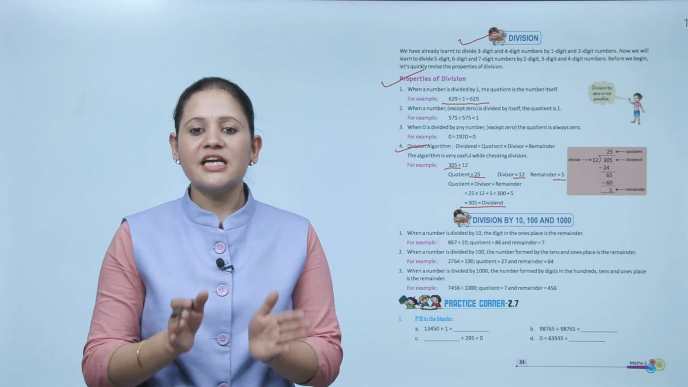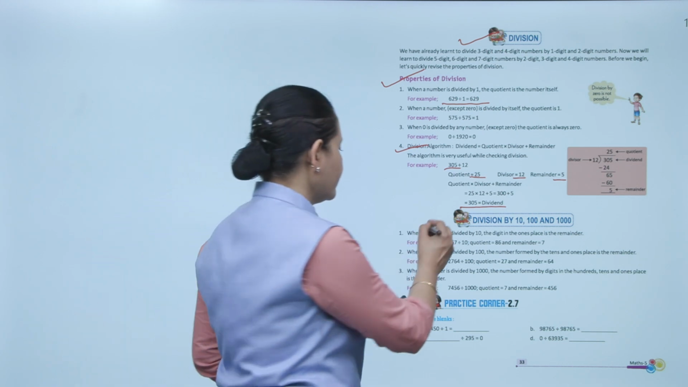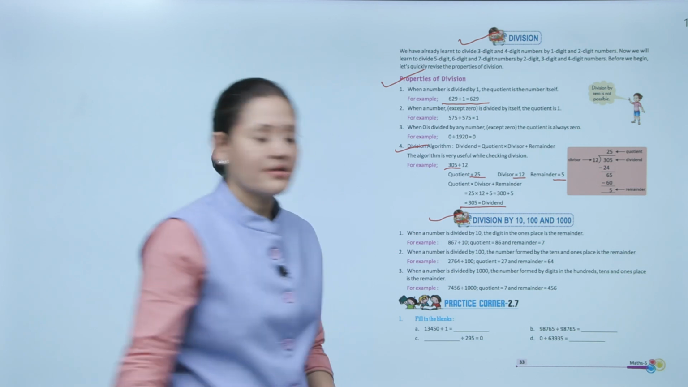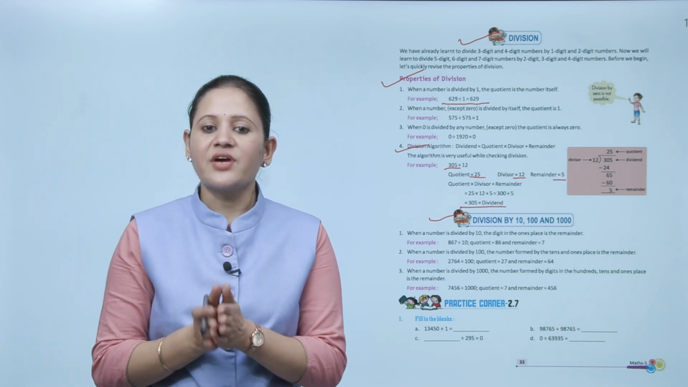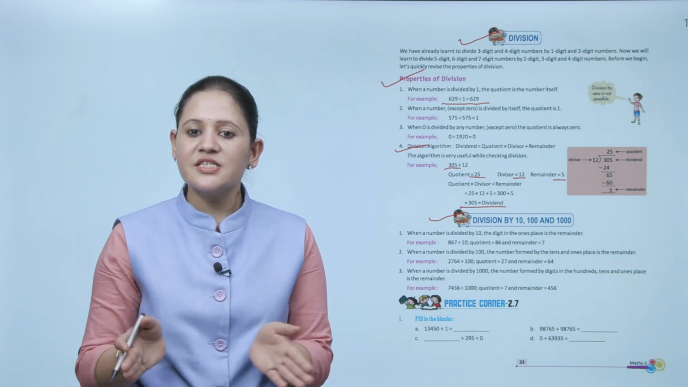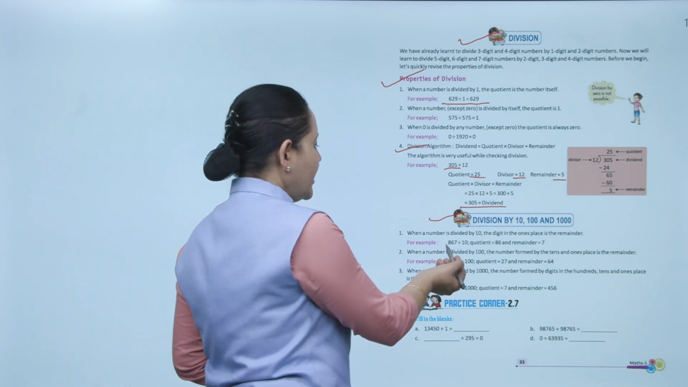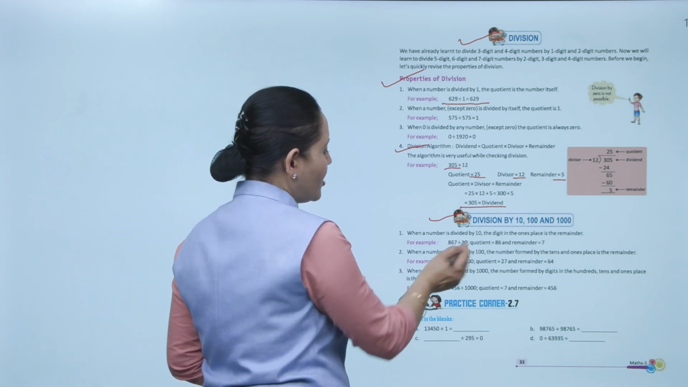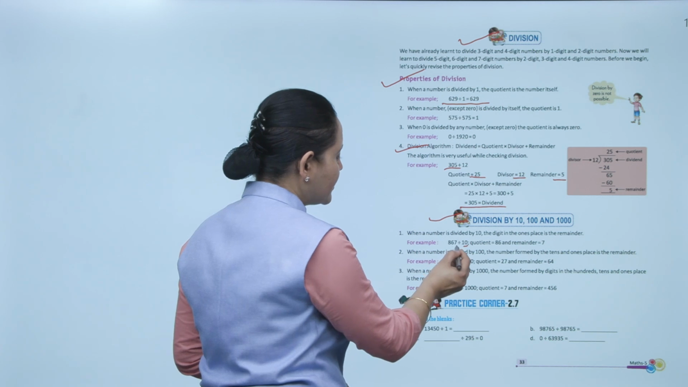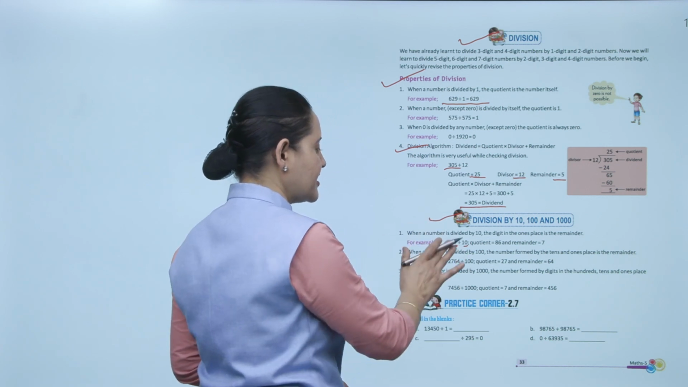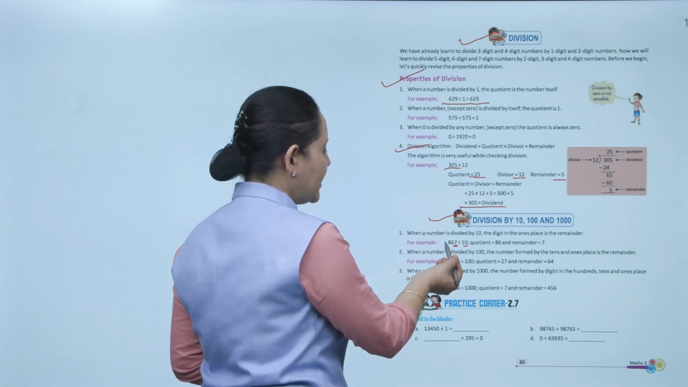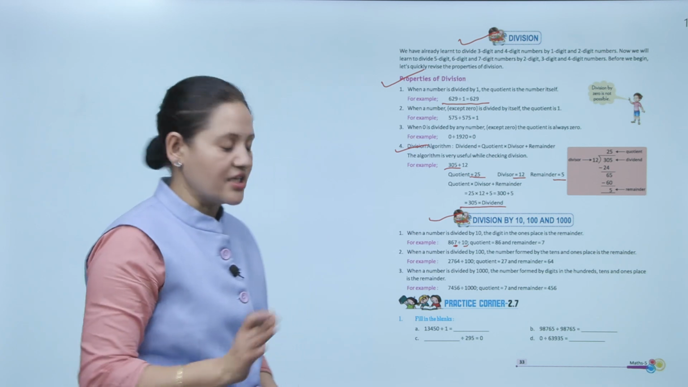Next, division by 10, 100 and 1000. When a number is divided by 10, the digit in the ones place is the remainder. For example, 867 divided by 10. So from the right-hand side, the first digit, the one in the ones place, is the remainder. So 7 is the remainder, 86 is the quotient.